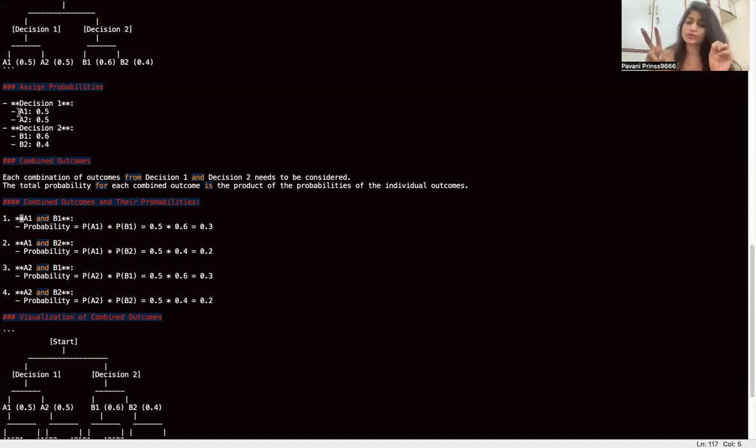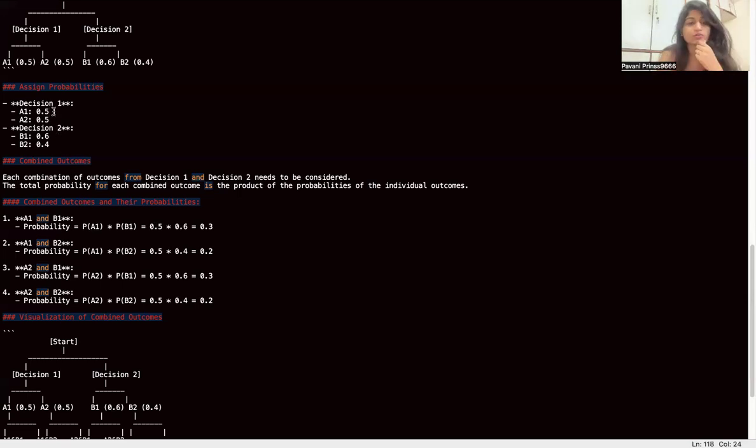Next, A2. Sorry, A2 you will combine with B1, and A2 you will combine with B2. That is what you're going to do: combine each outcome with each individual outcome. So here we have A1 and B1, A1 and B2, A2 and B1, and A2 and B2. You're going to do a product for those two outcomes. Here you have two outcomes, A1 and B1. So probability of A1 times probability of B1.